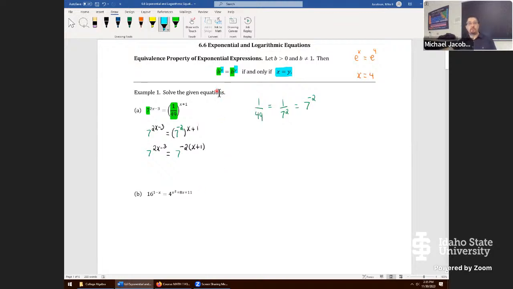Now, this is finally where the equivalence property works. We have a base 7 on the left, base 7 on the right. And the only way that's possibly true is if the exponents themselves are equal, much like what happened on the upper right margin here with that simpler example. So from here, here's the major step. We can say this implies 2x minus 3 is equal to -2 times x plus 1.